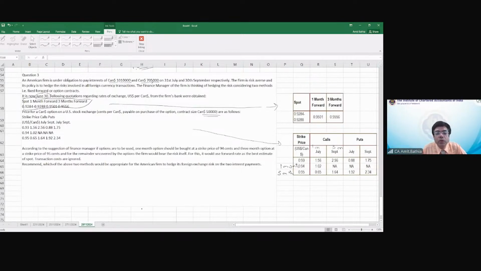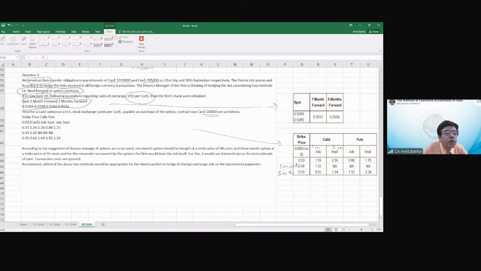All right. So first and foremost, you have an American firm which has to pay in Canadian dollars, right? Now, all the exchange rates which are given to you are as US dollar per Canadian dollar. So the base currency is Canadian dollar, pricing currency is US dollar. All right. So what are the two options available to me? You can see over here, it's mentioned: fixed forward or option contracts.